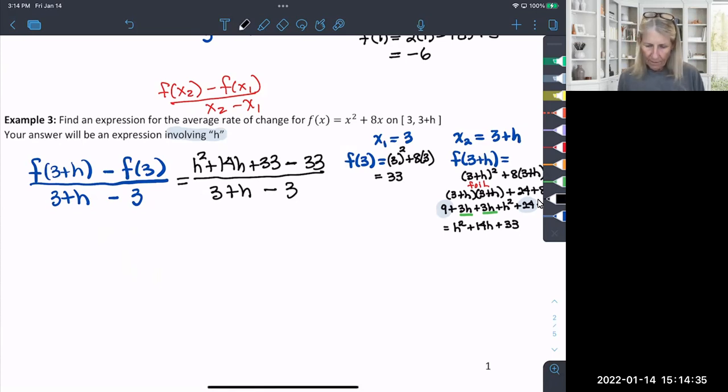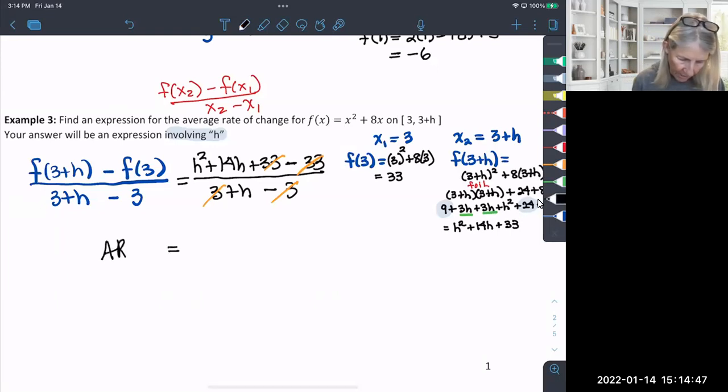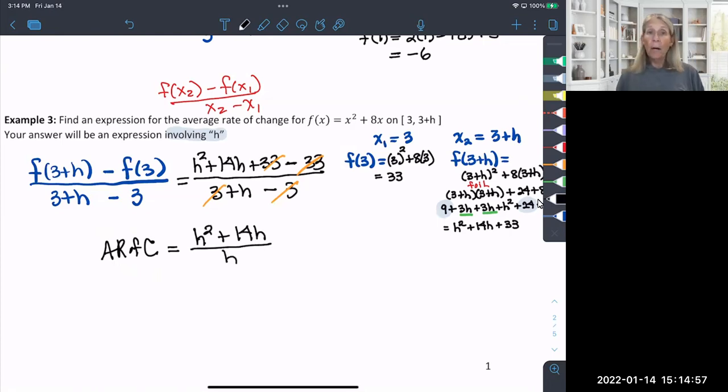Okay, now we have some stuff that's going to cancel. On the bottom, the 3's cancel. On the top, the 33's cancel. So let's see what we have left for our average rate of change. See, average rate of change will be h squared plus 14h on top divided by a single h on the bottom. Now let's go one more step and reduce.